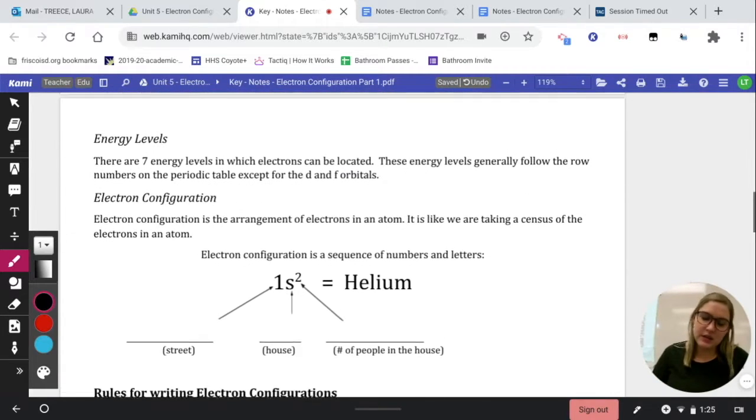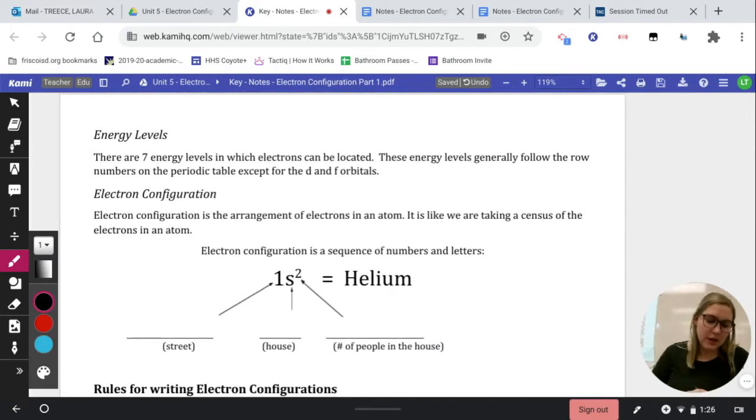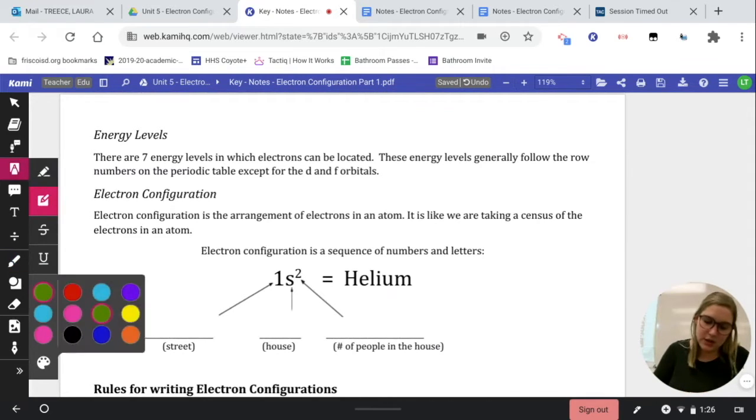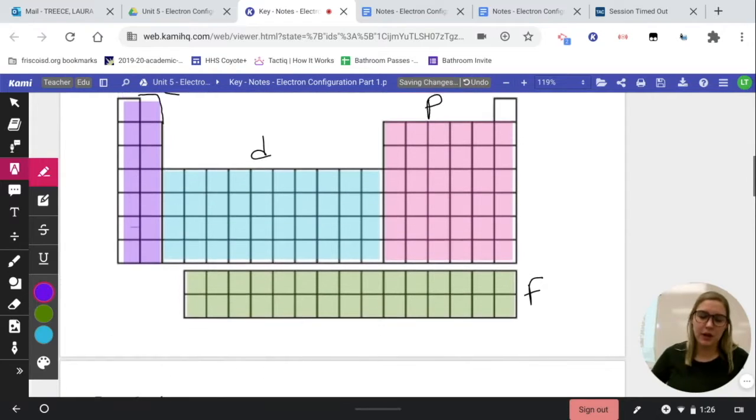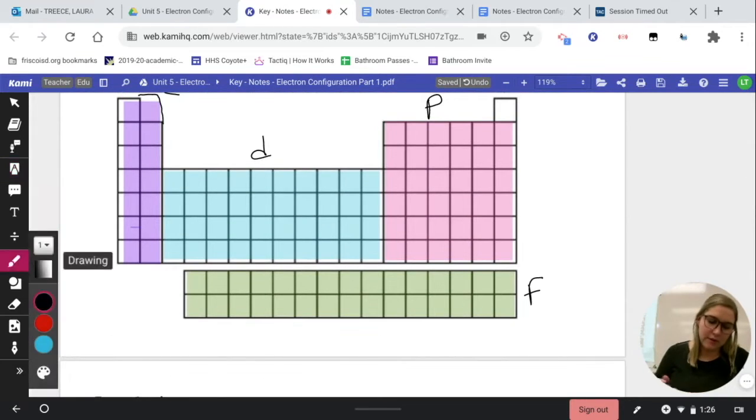All right. So energy levels. There are 7 energy levels where electrons are located. And in general, they follow the row of the periodic table, except for the D and F block. All right, guys, so like this, be row 1, 2, 3, 4, 5, 6, and 7.